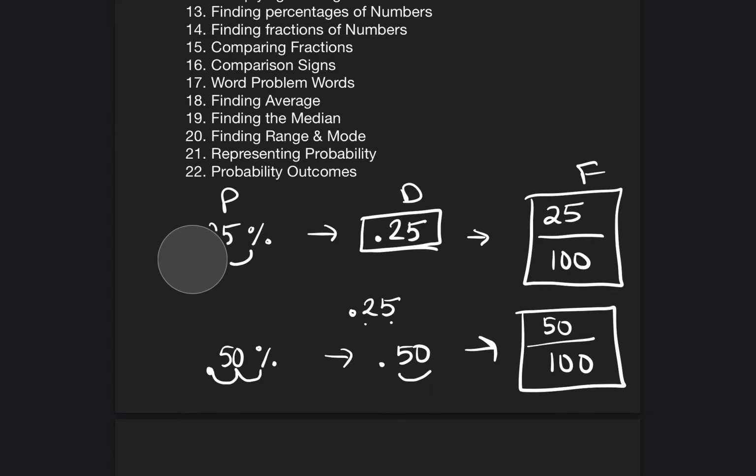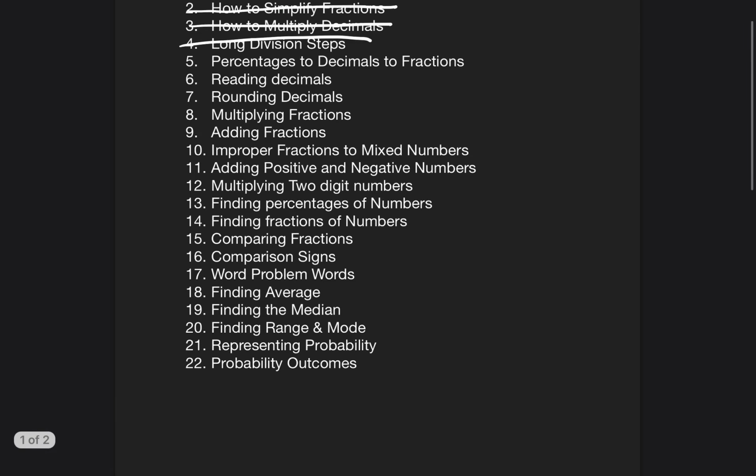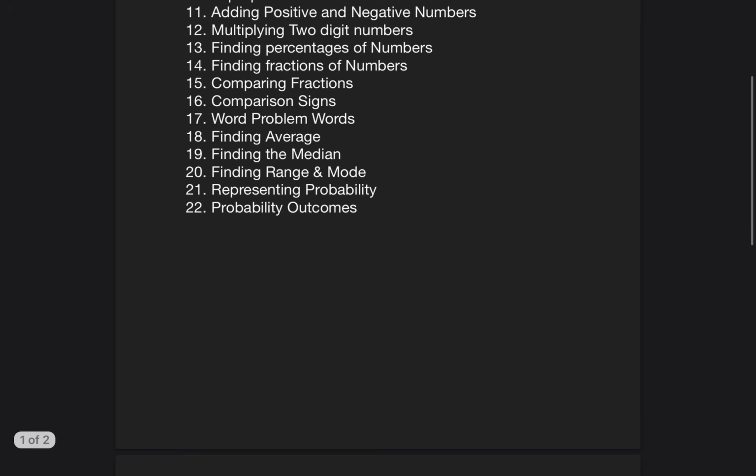But how did I know how to read that decimal? So let me go ahead and cross this off. Percentages to decimals to fractions. And now let's talk more specifically about reading decimals. So you read decimals. I'm going to write an example, 0.359. The way that you read a decimal is by knowing place values.